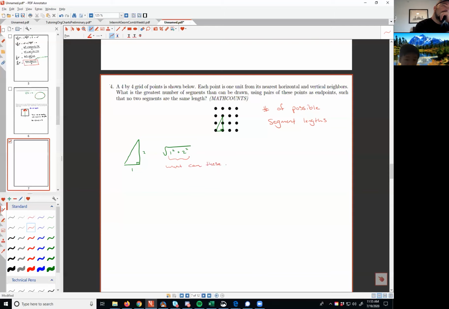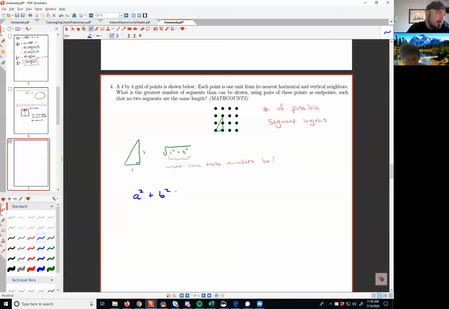Eight. I think you're very close. Let's try to lay this out carefully. Really, we're trying to count the number of ways that we can find a squared plus b squared. But what can a and b be? What are the possible values of a and b?